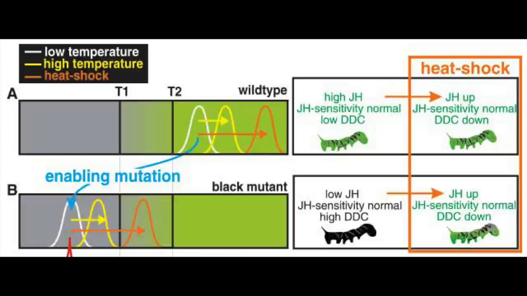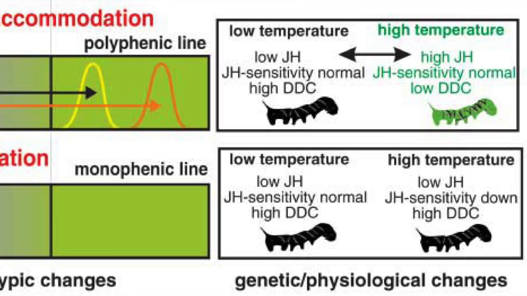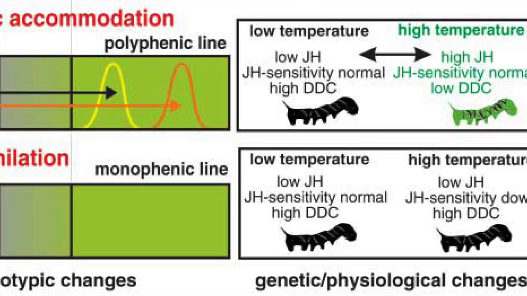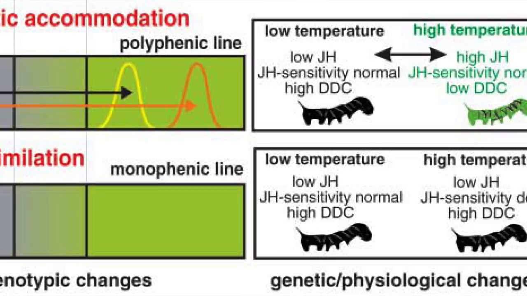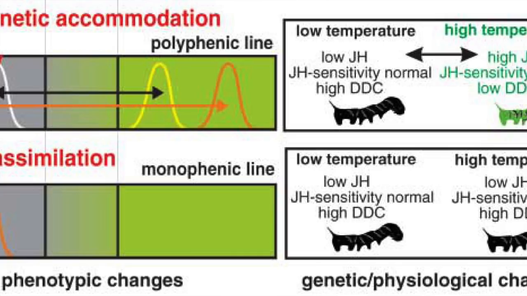Now let's look at the response when we've selected for multiple generations for the polyphenic or monophenic phenotype. Okay, so now in this diagram, what you see on top is we're illustrating the effects of genetic accommodation. So in this example, you've got the black mutation, which shifts all the curves to the left, so they're at a lower level. But what we've selected for is a stronger variation in response to heat shock. So when we heat shock it, the curves, instead of staying in the same range, shift way, way over to the right. And that's sufficient to suppress DDC and produce a green phenotype.